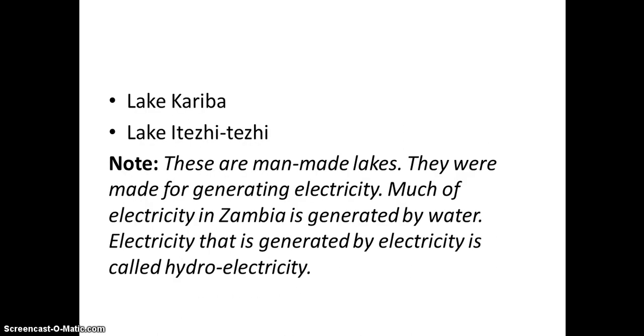Now, there are 2 special lakes I want to talk about, and that is Lake Kariba and Lake Itezhi. You know what is interesting about these? They were made by man. They're not existing naturally. These are man-made lakes. You may wonder, what were they made for? They were made for generating electricity. You need to know that much of electricity in Zambia is generated by water. Electricity that is generated by water is called hydroelectricity. All right.